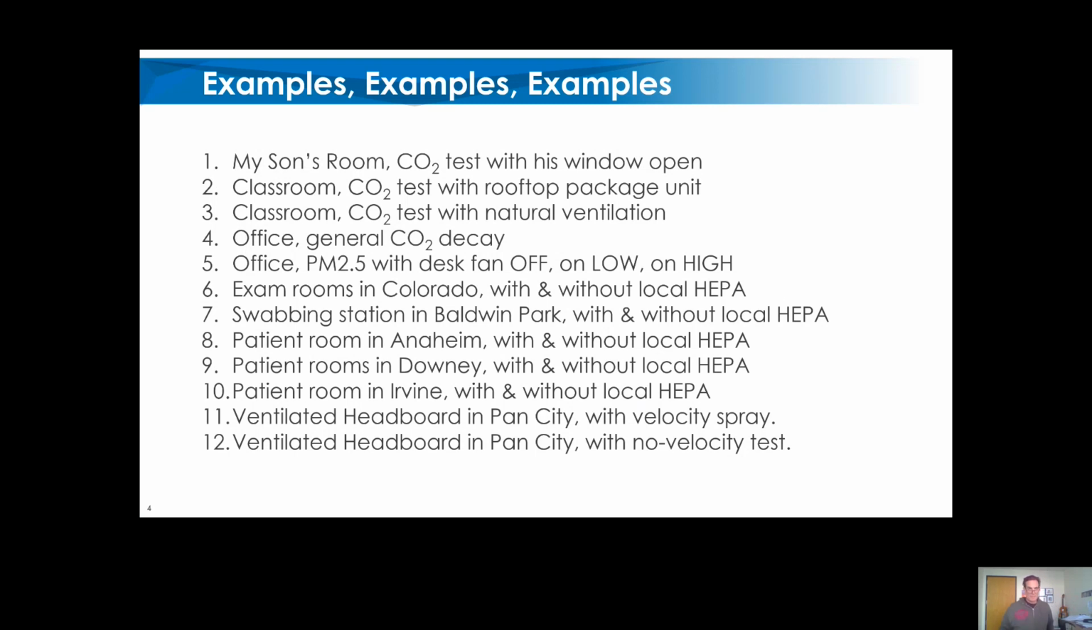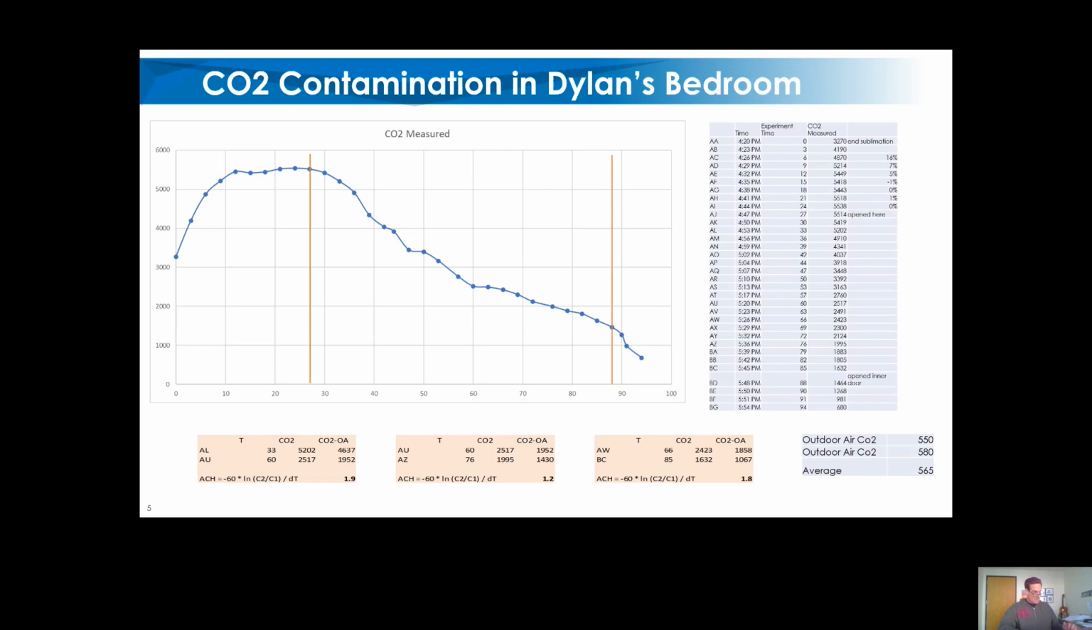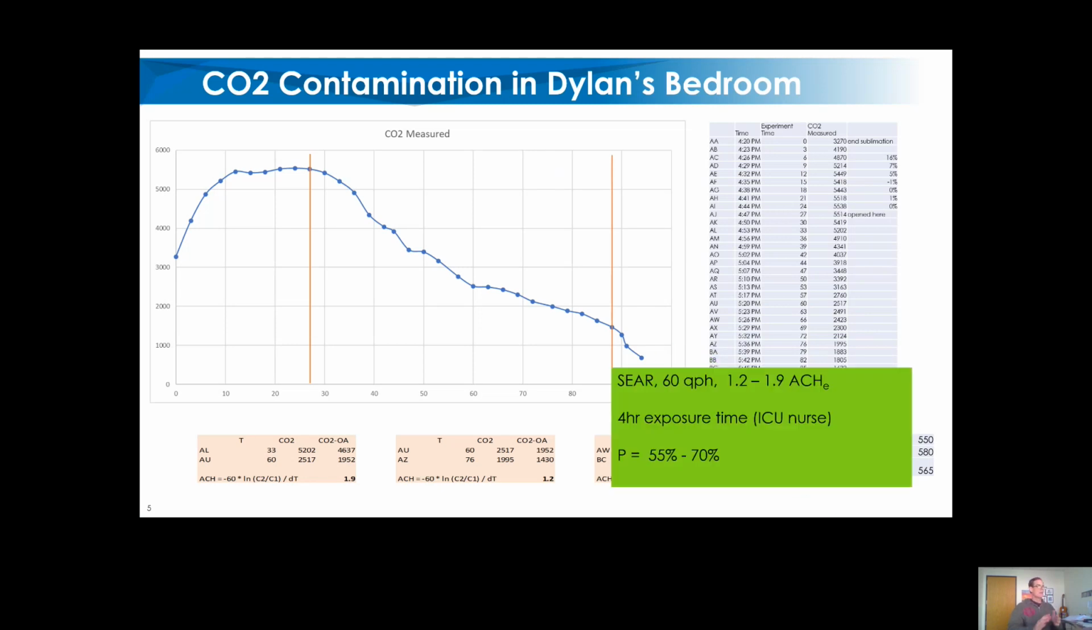Some of these are very high school science project type of things. They're in my house or my office. And then the ones towards the end there are into the hospitals and clinics. First one, this is my son, Dylan's room, and there is one window open providing natural ventilation. The contaminant in this test was CO2 from sublimated dry ice. The measured contaminant removal was 1.2 to 1.9 air changes. So if this room were an ICU patient room and a nurse had a 4-hour exposure time in that room, the standard environmental aerosol risk would be 55 to 70%. Pretty high.